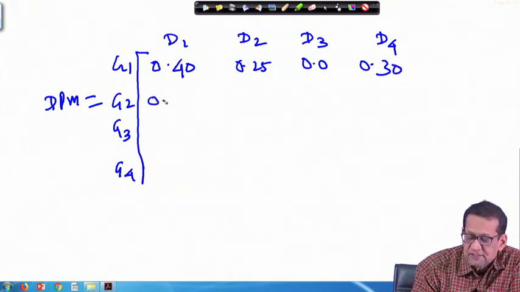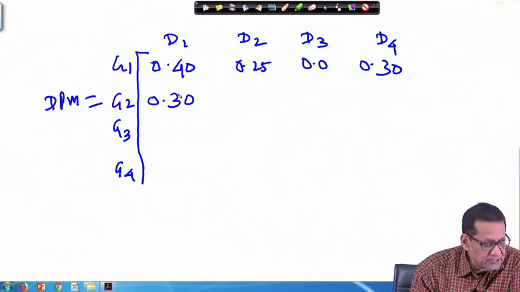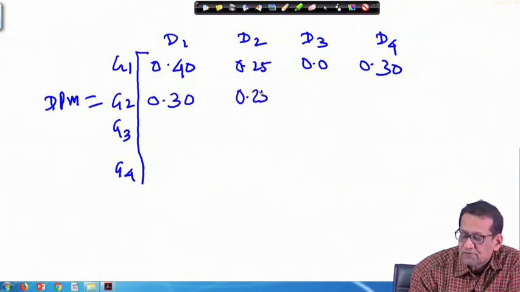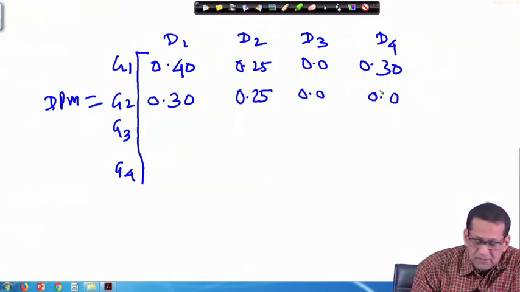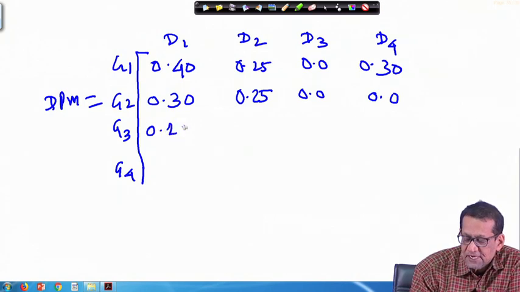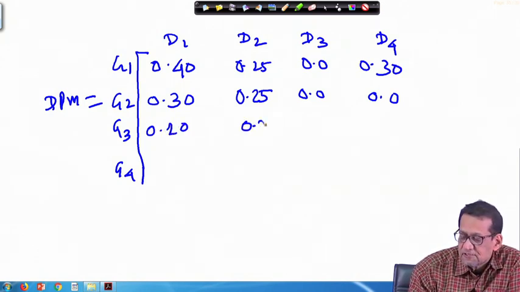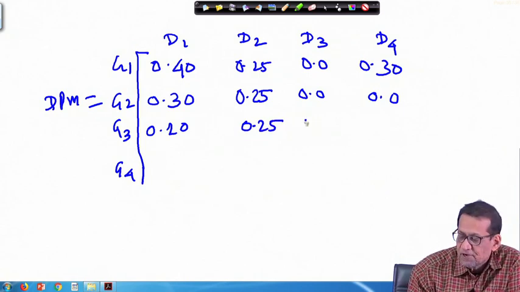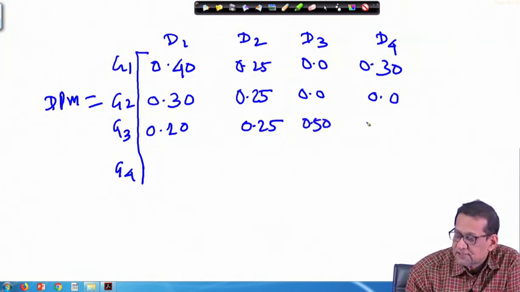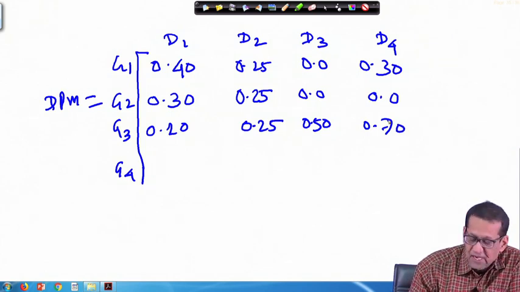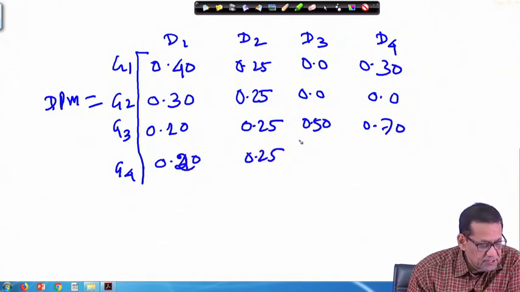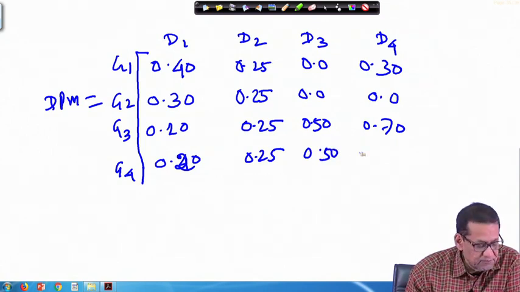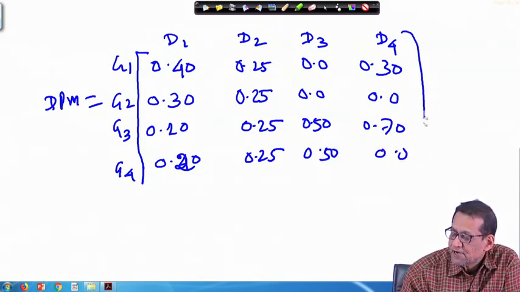Similarly, CPF 21 is 0.30, 0.25, then it was 0.0 and 0.0. Similarly, for GENCO 3, CPF 31 all were given, I am just writing 0.10, 0.25, 0.50 and 0.70, right. And for GENCO 4, CPF 41, 42 like this, 0.20, 0.25, then 0.50 and 0.0. This is my DPM.